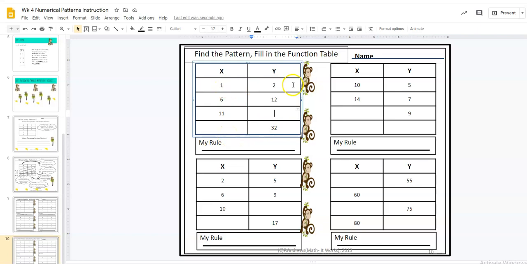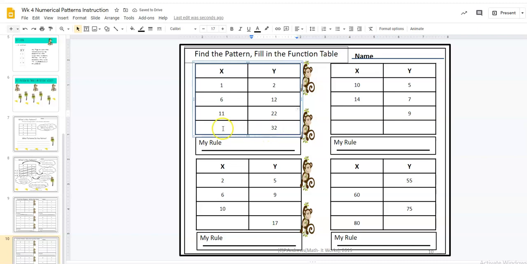I know that 1 plus 1 is 2, but 6 plus 1 is not 12, so they're not following that rule. I do see that if I double this number, I get 2, and when I double something, I'm multiplying by 2. Is 1 times 2 2? Yes, it is. That's true. 6 times 2, 12? Yes, that's true. Try it with this one. 11 times 2, I know is 22. So I'm going to type in the number 22 in the function table.